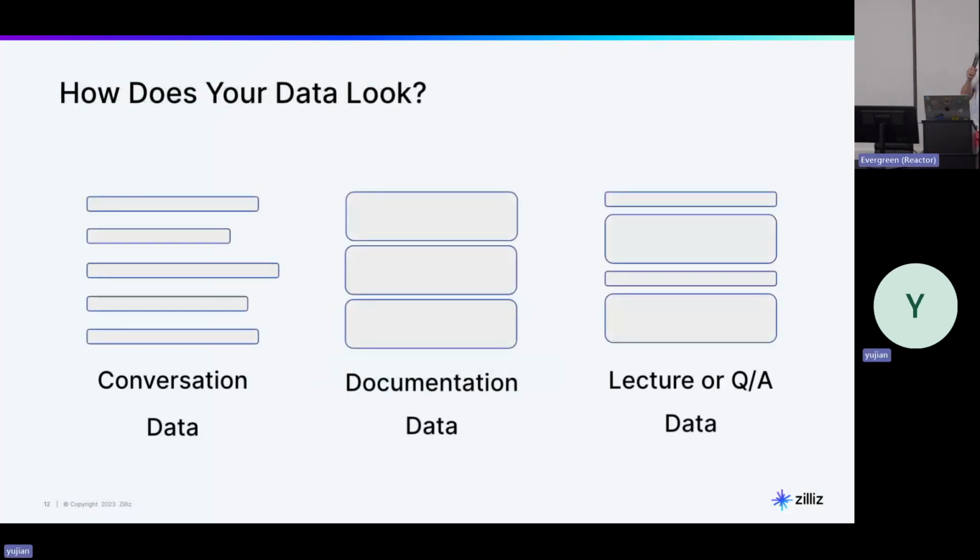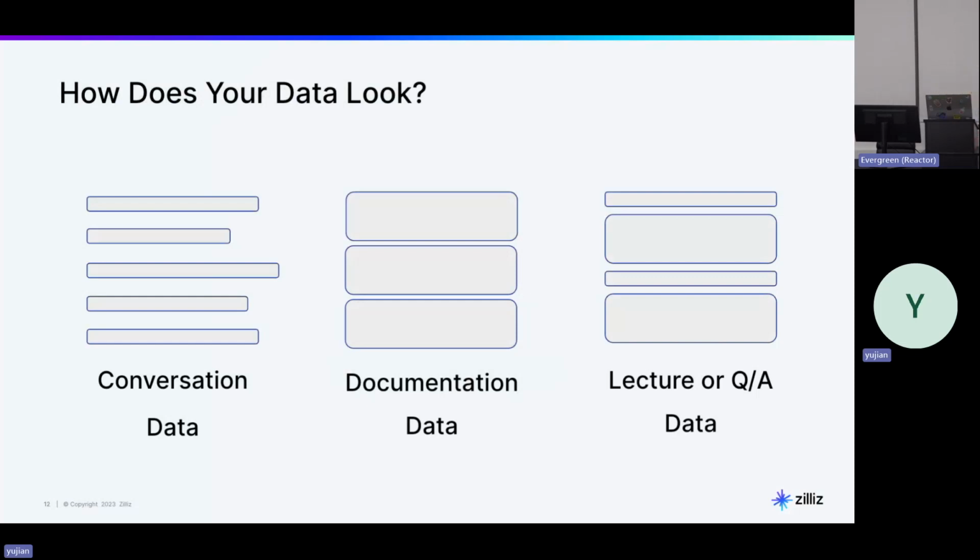Okay, so I get asked so many questions about how do you chunk your data? How do I put my data into a vector database? How do I prepare this stuff? And the number one question I always ask people when they ask me this is, what does your data look like? There are more than just these three ways to structure your data, but these are some basic ways.